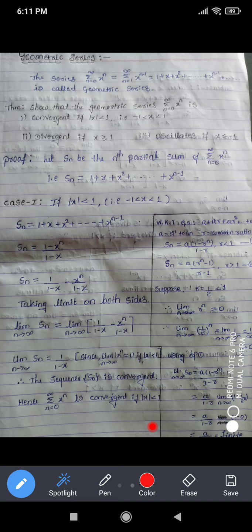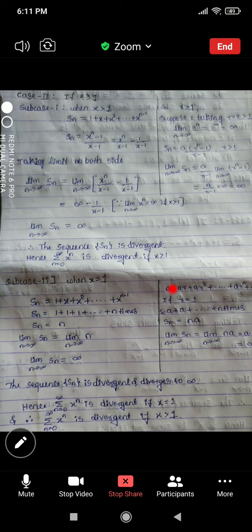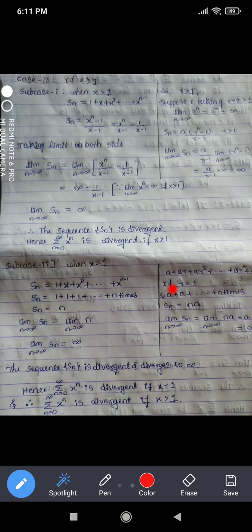Now the second case, that is, if x is greater than or equal to 1. So here I will take two conditions: x greater than 1 and x equal to 1. First I will take x greater than 1.